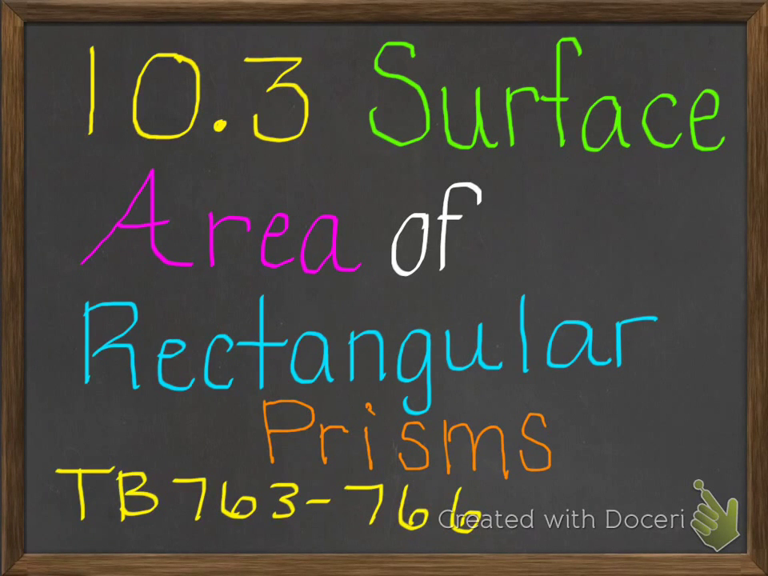Hello there, 6th grade. Welcome to Chapter 10, Section 3, where we're going to be talking about surface area of rectangular prisms. This is going to start on textbook page 763 and go all the way through textbook page 766.